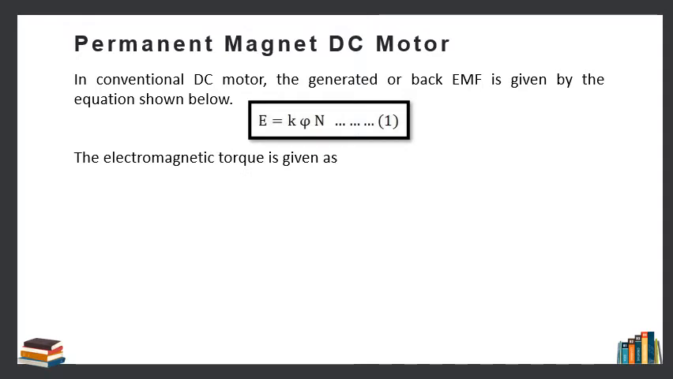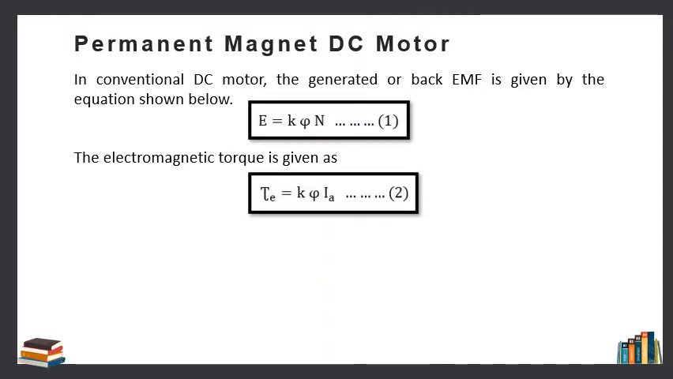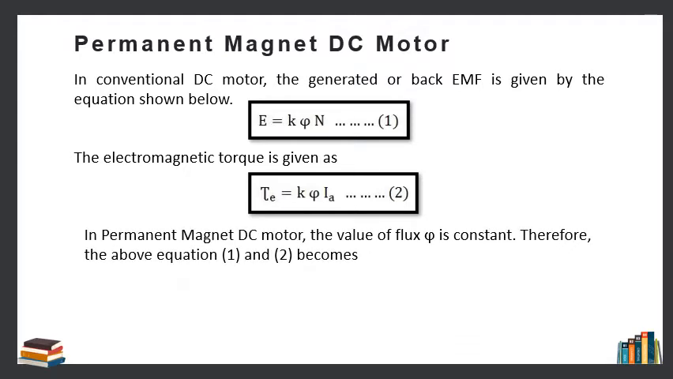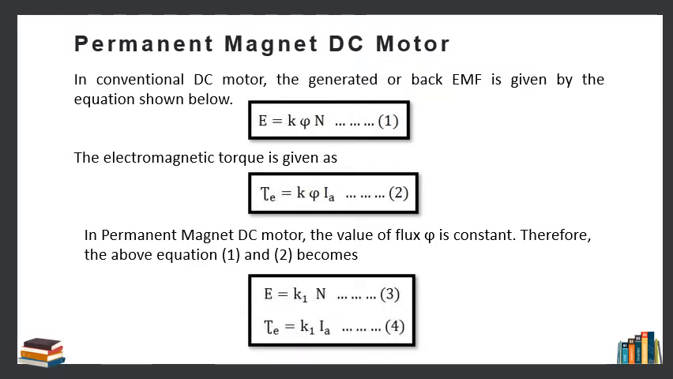The electromagnetic torque is given as Te is equal to K phi into IA, where phi is called the flux, IA is called the armature current, and K is called the constant. In a permanent magnet DC motor, the value of flux phi is constant. Therefore, equation number 1 and equation 2 become E is equal to K1 into N and Te is equal to K1 into IA because phi is constant.